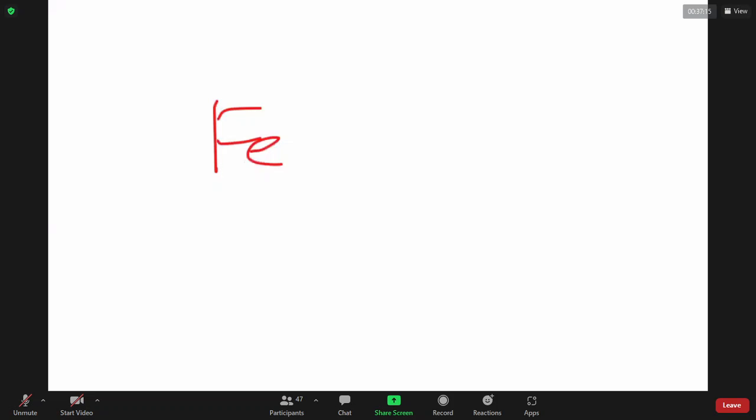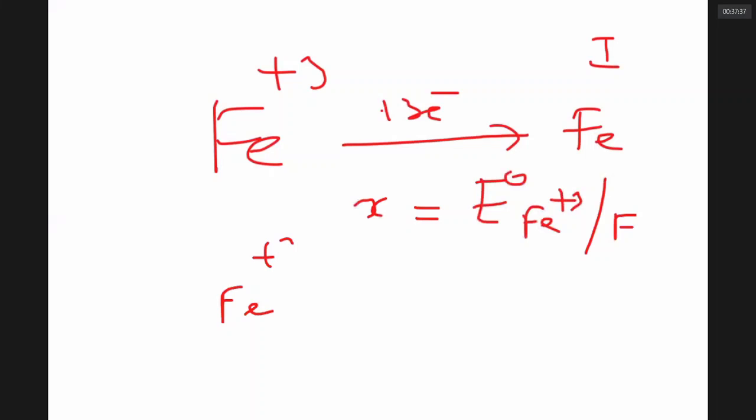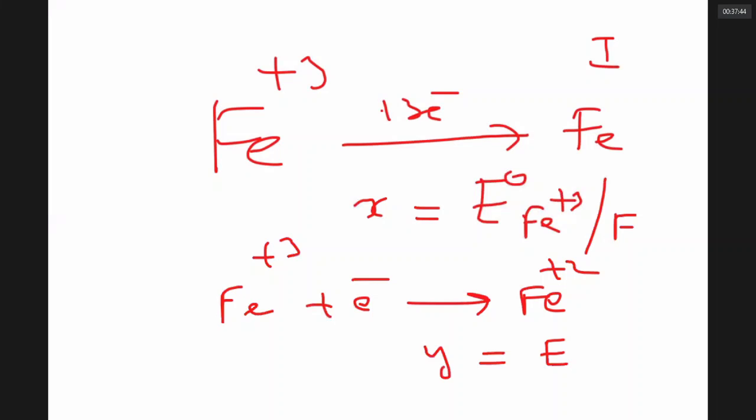I don't know, so I'm hesitating to tell you, but I will give you an idea very quickly to close the class. Sir, please look here. Iron plus 3 is becoming iron, gaining 3 electrons. It is happening in one step. What is the electrode potential when iron plus 3 is becoming iron? Suppose it is X. Now, iron plus 3 is gaining only 1 electron to become iron plus 2. Now, Y is equal to the electrode potential corresponding to this.